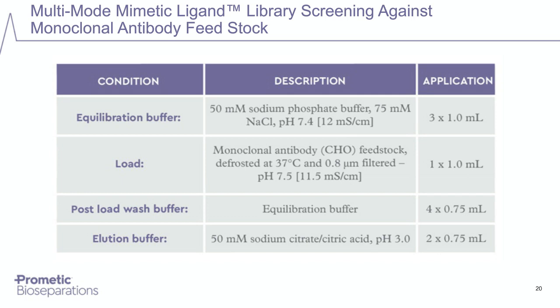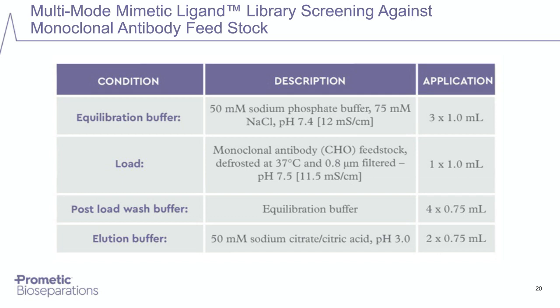So you can do that as many times as you want to increase the loading volume if that's required. After loading, we then wash the columns. Usually that washing is done with the equilibration buffer. And then finally, we will then elute off the bound proteins. In this case, we're using an acidic buffer for elution.